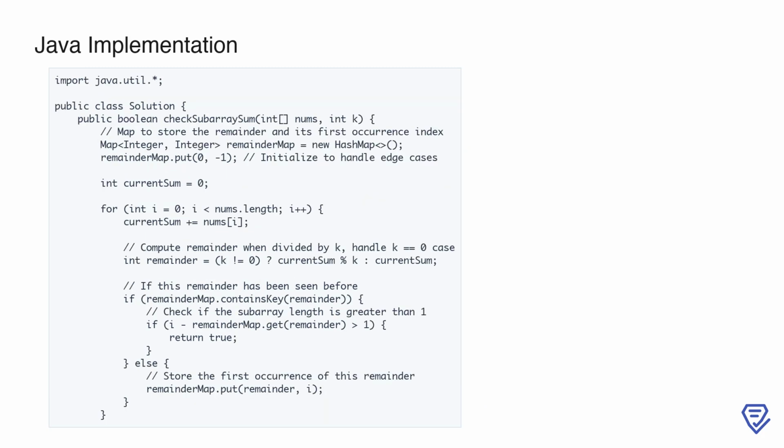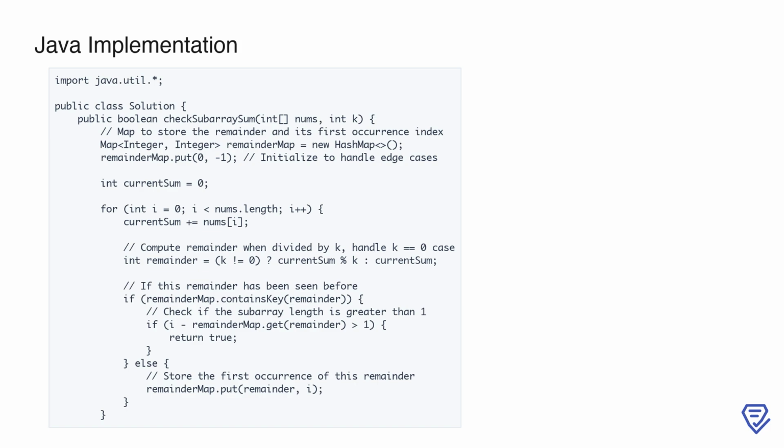Here, we start by importing the necessary packages and defining our solution class. The method checkSubarraySum takes an array of integers nums and an integer k as input. The goal is to determine if there exists a continuous subarray of at least 2 elements whose sum is a multiple of k. To achieve this, we use a hash map called remainderMap to store the remainders when the cumulative sum is divided by k, along with the index of their first occurrence. We initialize the map with a key value pair of 0 and -1, which helps handle edge cases, such as when the subarray starts at the beginning of the array.